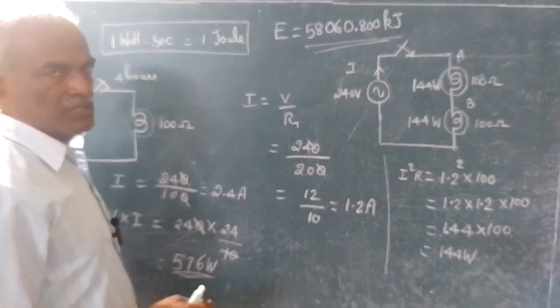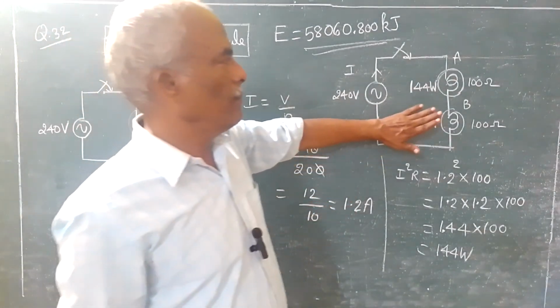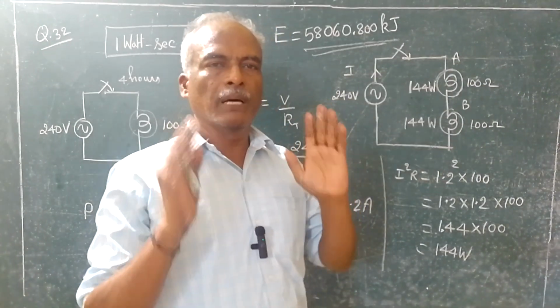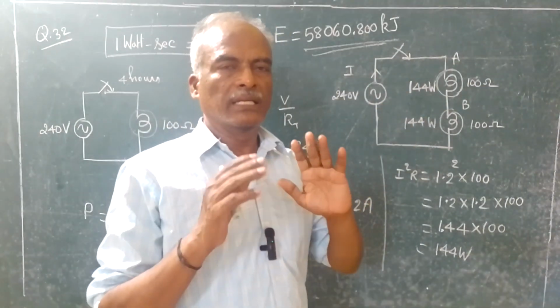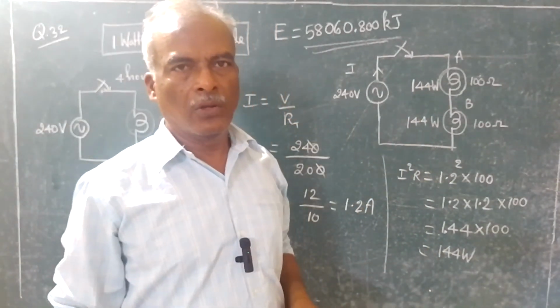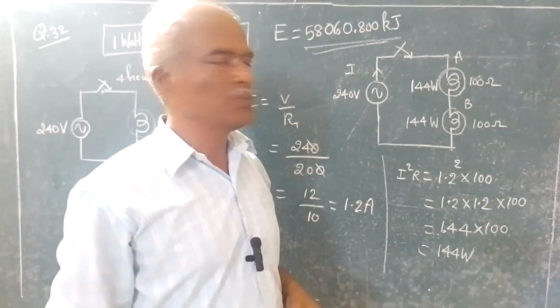That is another observation. So the brightness of the bulb A decreased because of this series connection. Hope you have understood this problem.